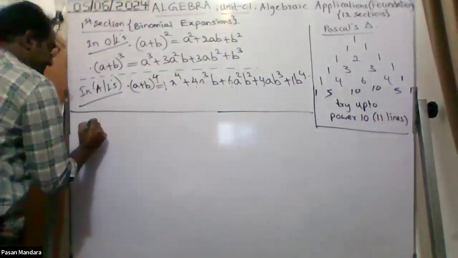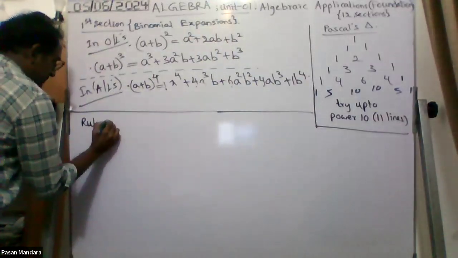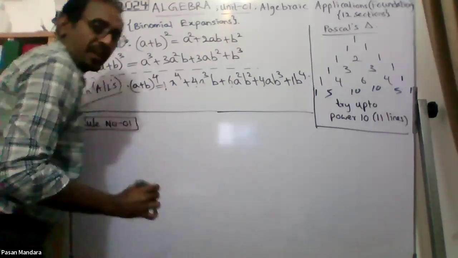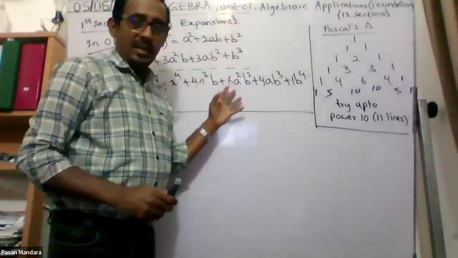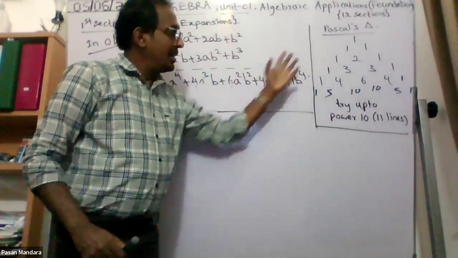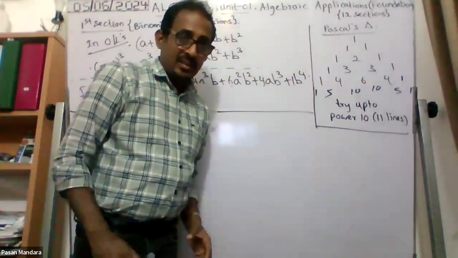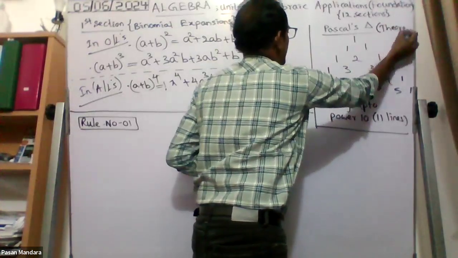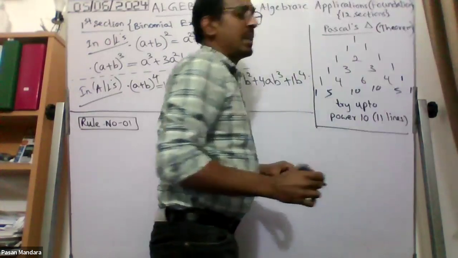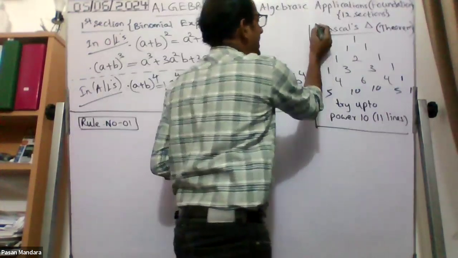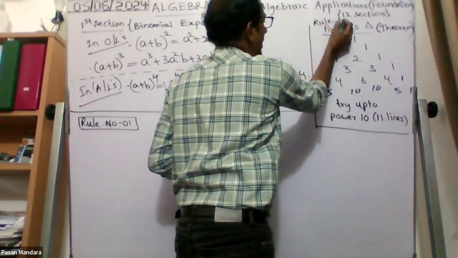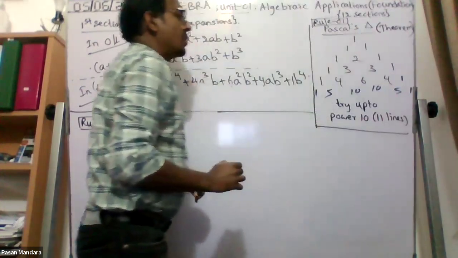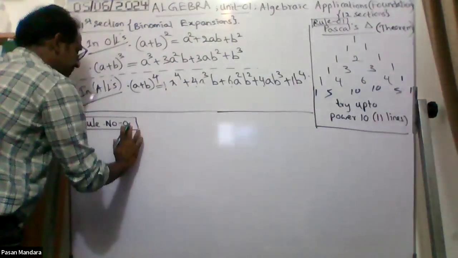Rule number 1. Use a different color, students. Here in one color I mean normal writing, then in another color these theories. Pascal triangle is a theorem. This is a theorem. Theorem also, students. Sorry, I made a mistake. Theorem is rule number 1. This is rule number 2.